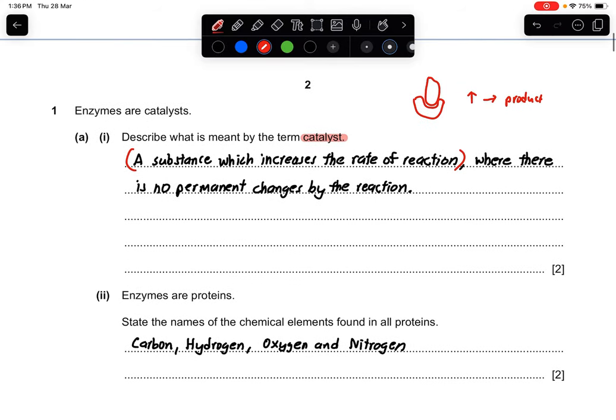Part 2, enzymes are proteins. State the name of the chemical elements found in all proteins. This is really simple. They've given you proteins. So proteins will need to have carbon, hydrogen, oxygen, and nitrogen. So one mark will be on C, H, O. Another one mark is coming from nitrogen. All right. So if you understand all of these, you should be getting 4 marks.